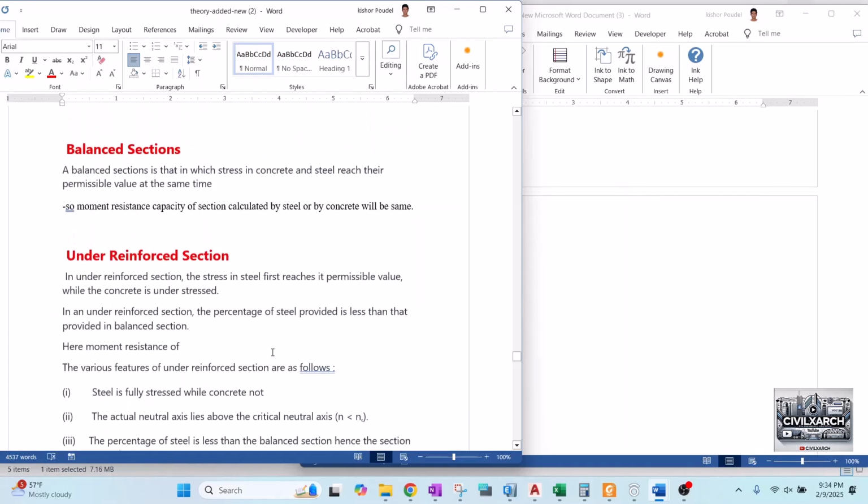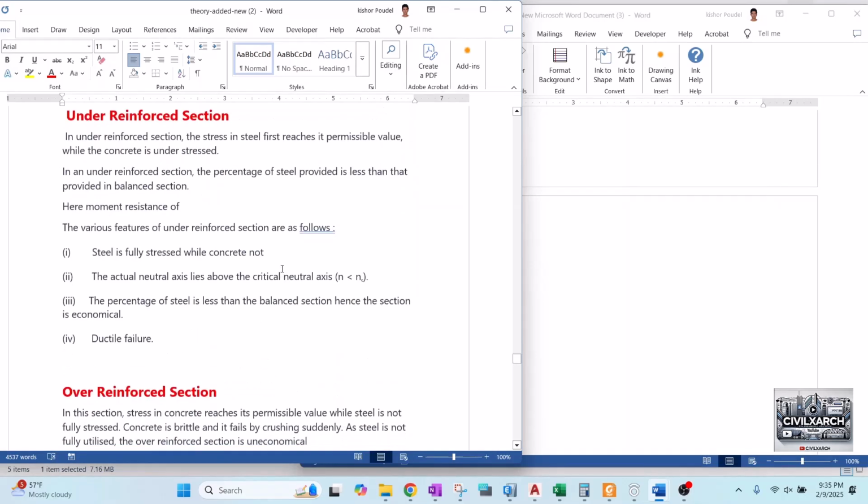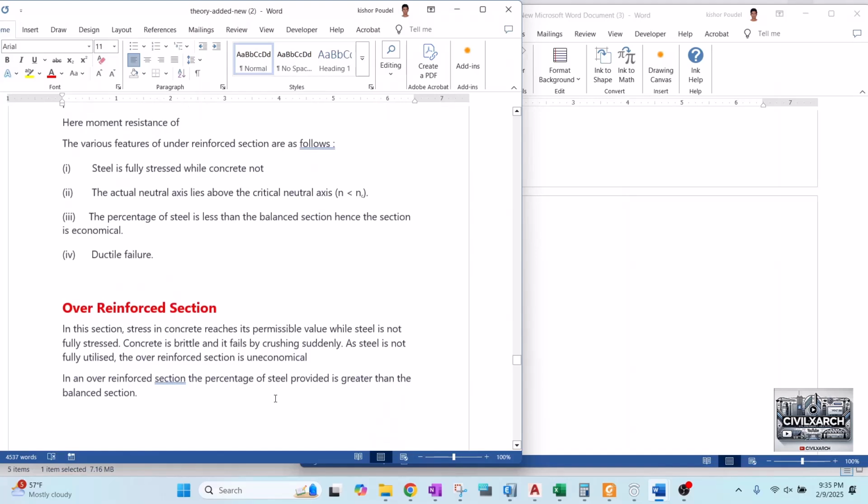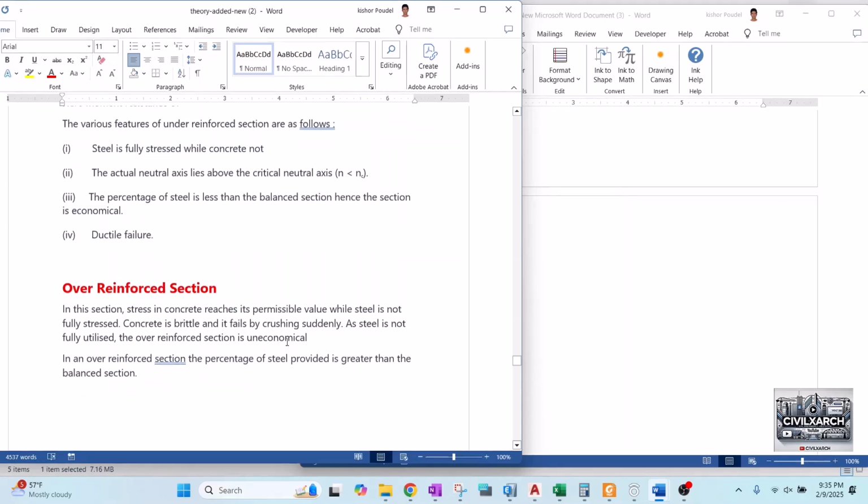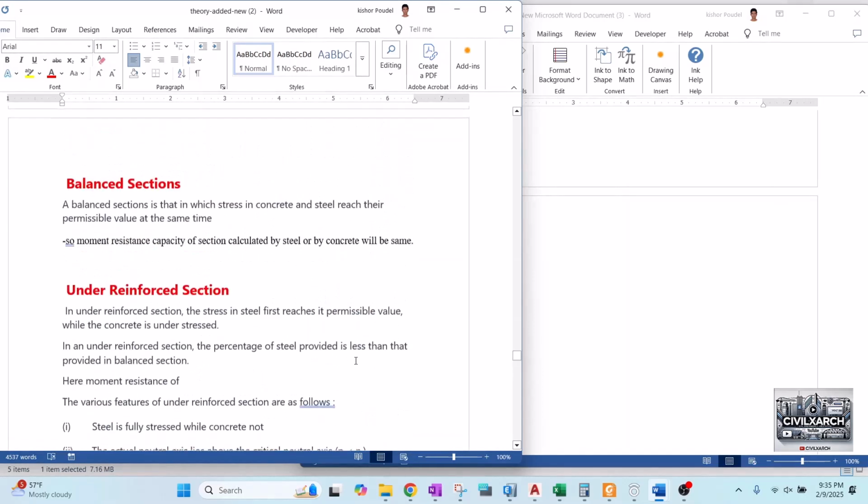As the name suggests, balanced section means there is a balance, where concrete and steel reach their permissible value at the same time. Under reinforced means reinforcement is less, while over reinforced means the section has a relatively high amount of reinforcement compared to the balanced section. So the reinforcement is more, that means the strength of concrete is less, and that results in a brittle failure of that element. So we'll go one by one.